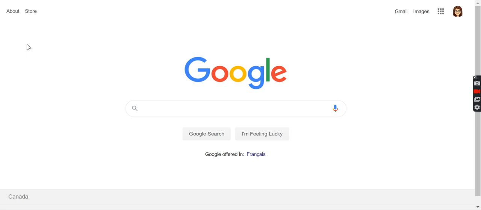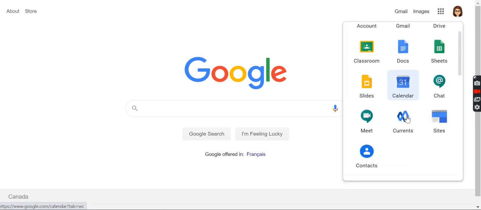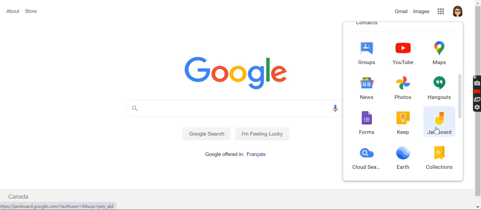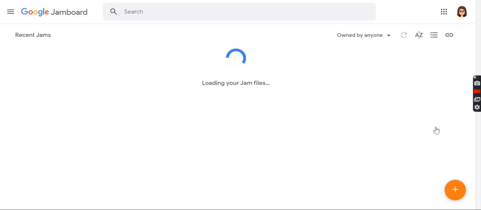I'm going to take you through a little bit of a review of grade 9 and 10 math, and I'm going to start by showing you how to get into this product called Google Jamboard. So from your Google screen, your browser, Google Chrome, or inside your Google Drive, just look for these three dots on the right-hand side. Click on the three dots, and then you have here all your Google apps. Scroll down until you see this big J for Jamboard.